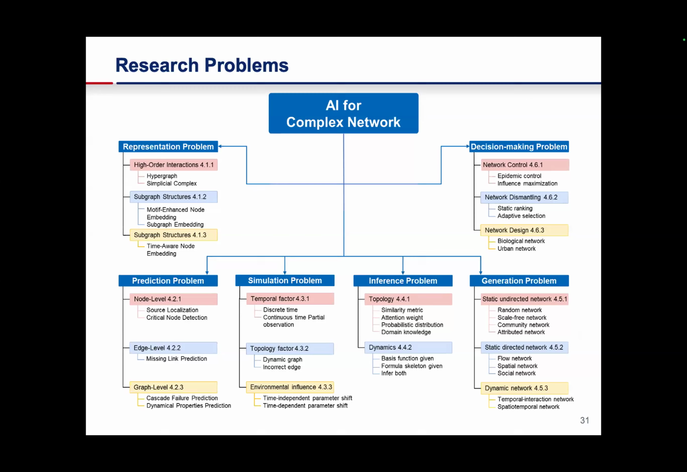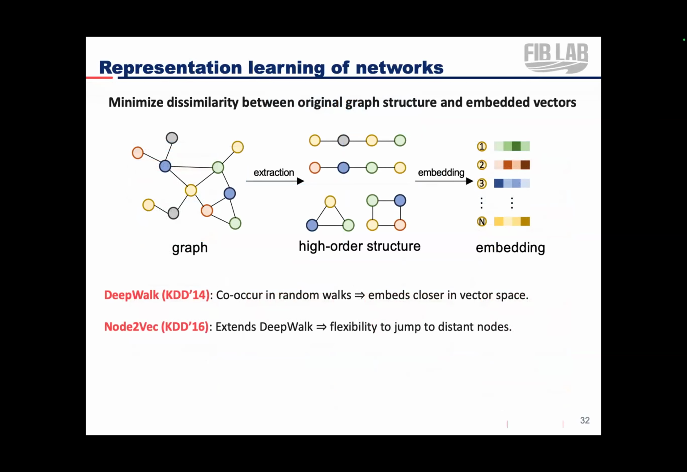And the fourth one is the inference problem. Given empirical data observed from a real-world network, how can we infer, for example, the topology or the dynamics of the network? And the fifth one is the generation problem: how we can generate different kinds of networks using AI methods. And the final one is the decision-making problem: how we can control a network or dismantle a network. And so next, another speaker will bring us to the introduction of this part.